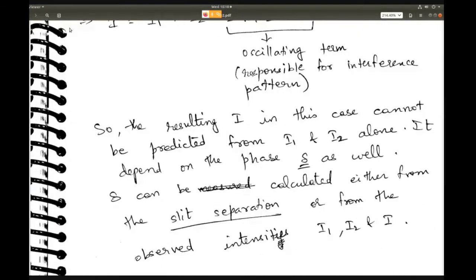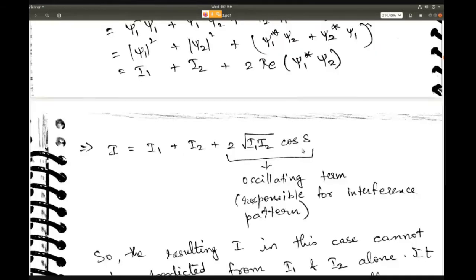So the main takeaway from this is that the resulting intensity, in the case of waves, is not equal to just I1 plus I2, but it is equal to I1 plus I2 plus some oscillating term.